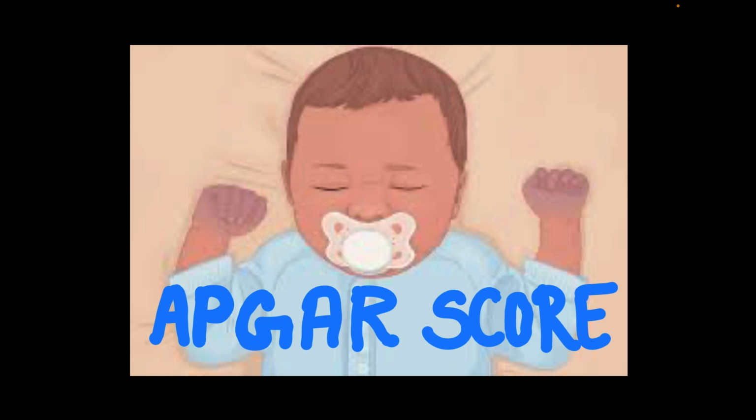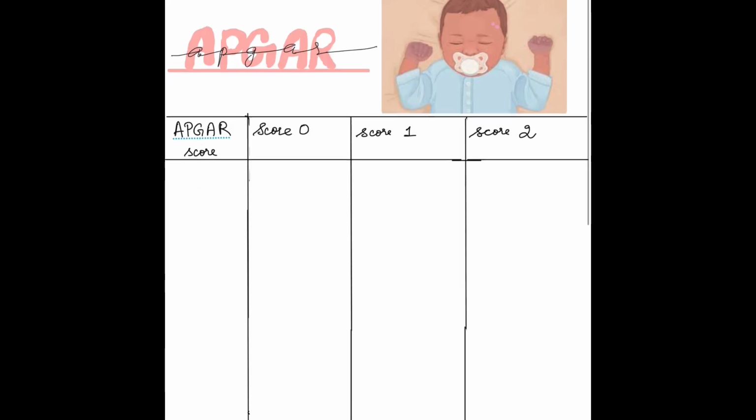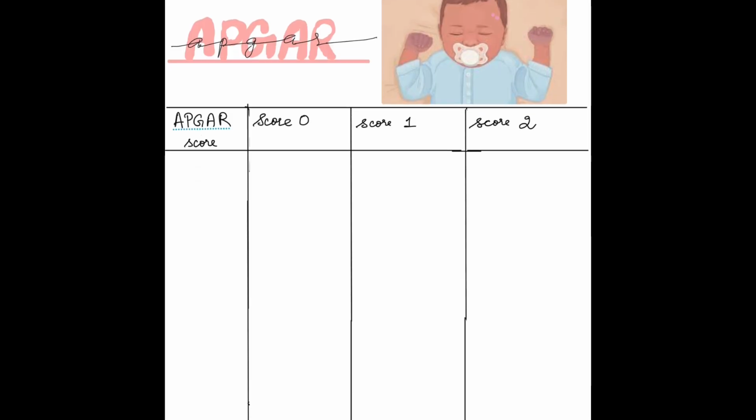Today we will tell you about the APGAR score that you usually hear about during your pediatrics posting or classes. So let's discuss APGAR. First of all, the APGAR score is used to measure the condition of a newborn baby at the time of birth, after 1 minute and after 5 minutes of birth.